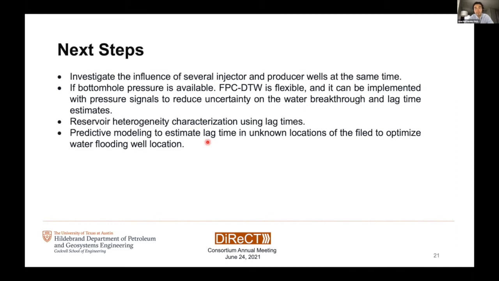At the end, the final goal is that we want to characterize our reservoir using lag times, and also generate a predictive model to estimate the lag time at unknown locations of the reservoir, so it can help us to determine optimal waterflooding or new well location optimization.